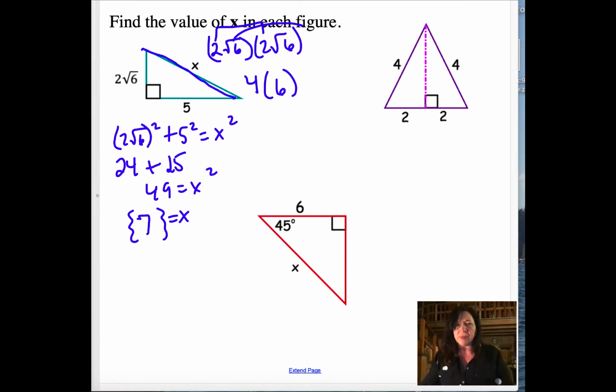X, but there's no X here. So let's put one in there. I'm just going to put it here. Okay, let's find x. This looks like an equilateral triangle, which means this is 60 degrees.